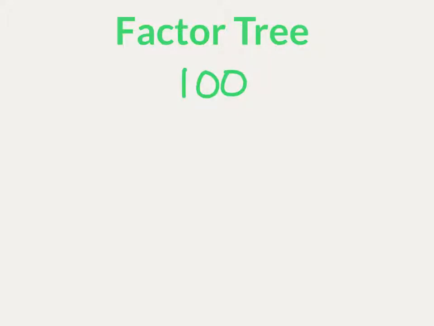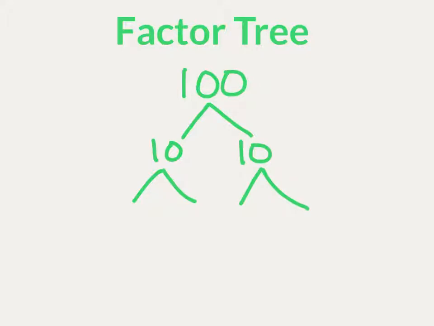Well, a tree has branches, right? So first, we draw two branches. And on those branches, we put two factors that, when multiplied, will make the number 100. So let's start with 10 times 10. 10 times 10 will make 100. At each of these numbers, I'm going to draw two more branches. And now I need to find factors that will make 10. And so 2 times 5 and 2 times 5.